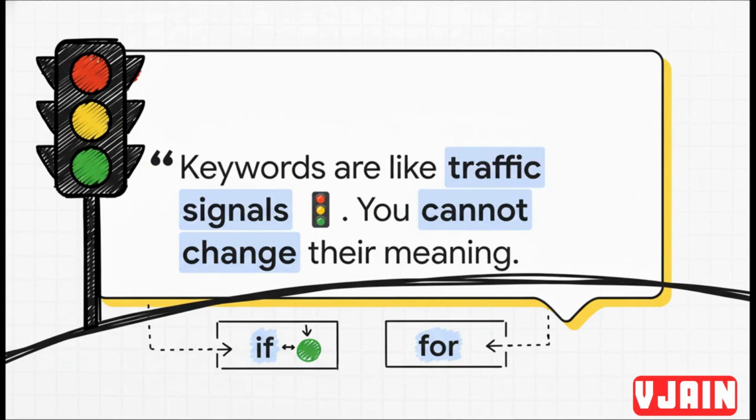A really good way to think about this is traffic lights. A red light means stop, a green light means go, period. You can't just decide one day that red means go faster. It's the same with Python keywords like if or for. Their meaning is totally fixed and you have to obey it.